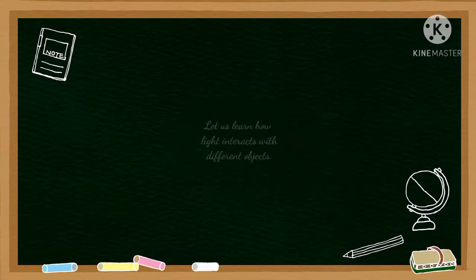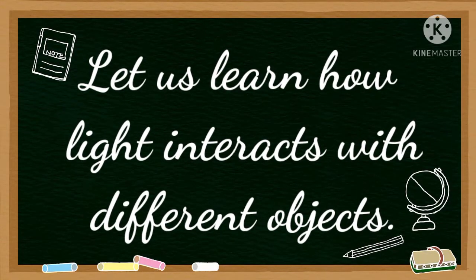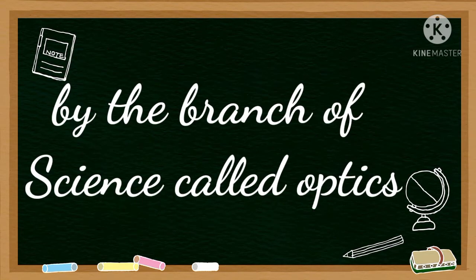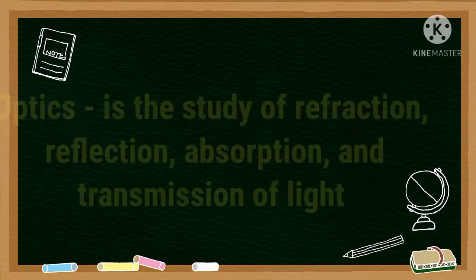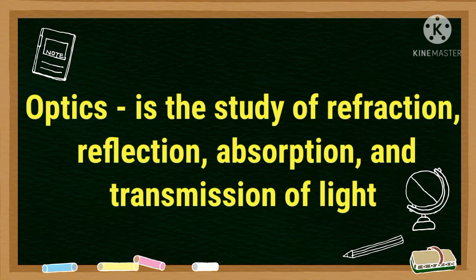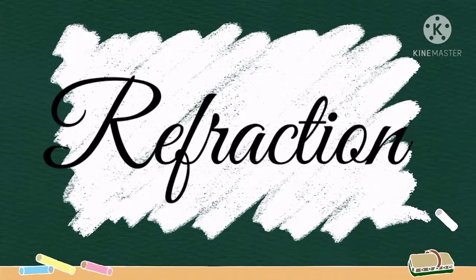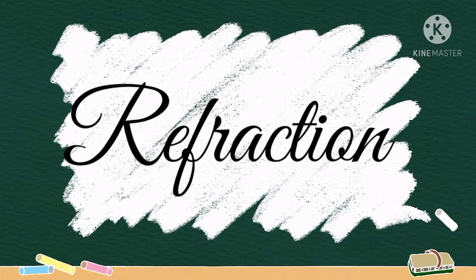For your further understanding, let us learn how light interacts with different objects. In the branch of science, it is called optics. Optics is the study of refraction, reflection, absorption, and transmission of light. Let us first study refraction. What is refraction? Okay.